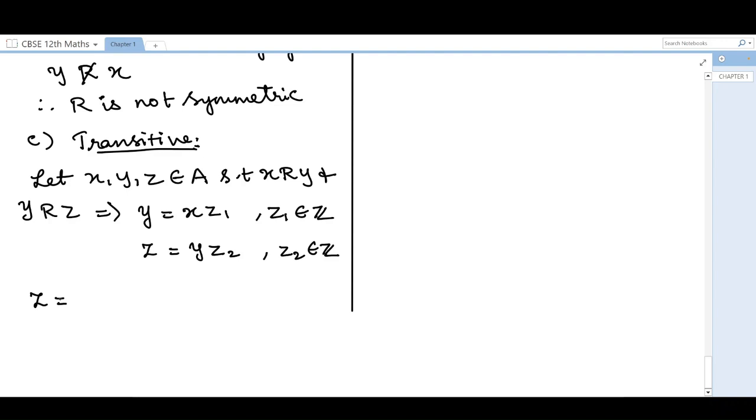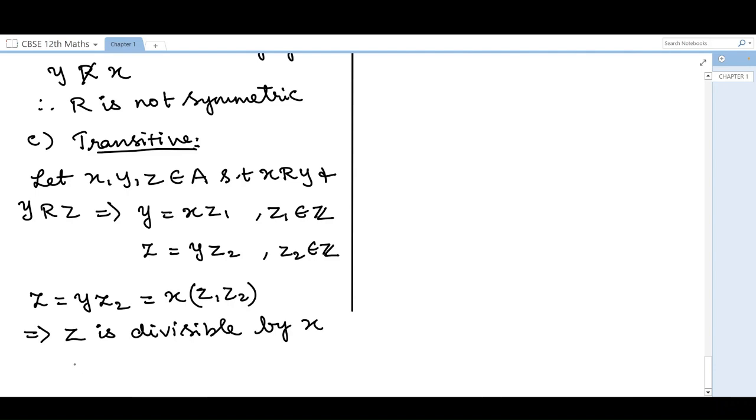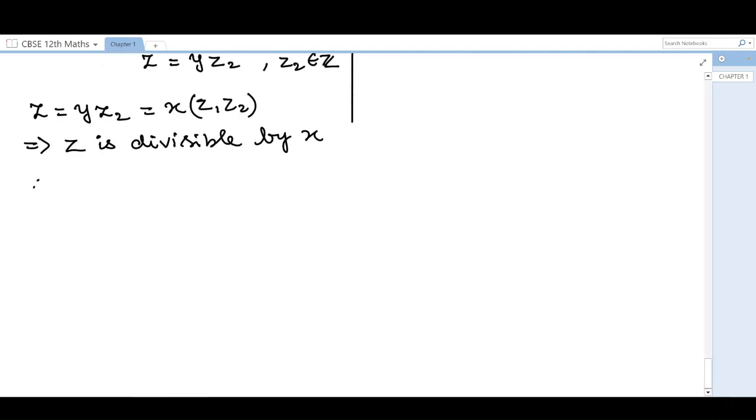But what I know about Z is Y Z2, but Y is equal to X Z1. So X into Z1 Z2. Since Z1 and Z2 are integers, their product is also an integer. So Z is written as a multiple of X. So from this what we could conclude is Z is divisible by X. Fine. Therefore the relation R is transitive.